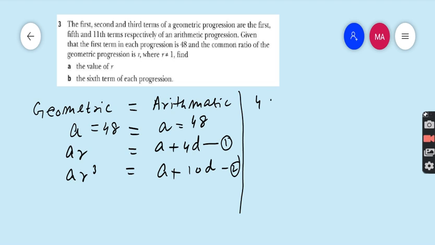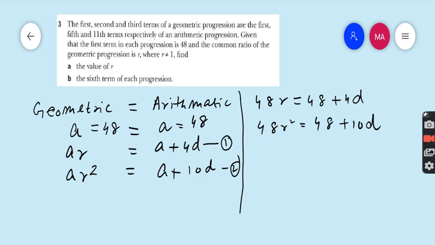AR, A is 48, so 48R is equal to A plus 4d, that is 48 plus 4d. The second is AR square, because the third term is AR square. So 48R square is equal to 48 plus 10d. Now we have to solve these two equations in order to find the value of R.